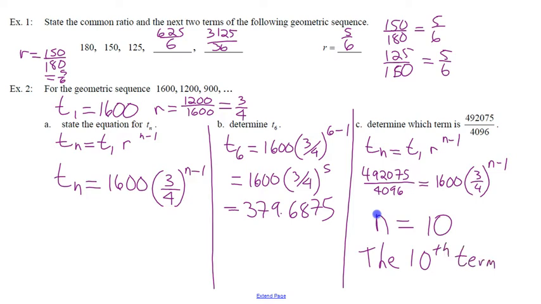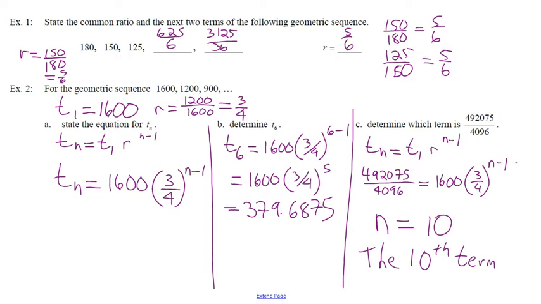Now what we're finding is the x, right? It'll be 3/4 to the power of 9. You know, it's 1600 times 3/4 to the 9, but it gives me that. This is a 9 because it's 10 minus 1, but the n is here, right? So the x value you're finding is this x value, or this n value. So n is 10, it's the 10th term.